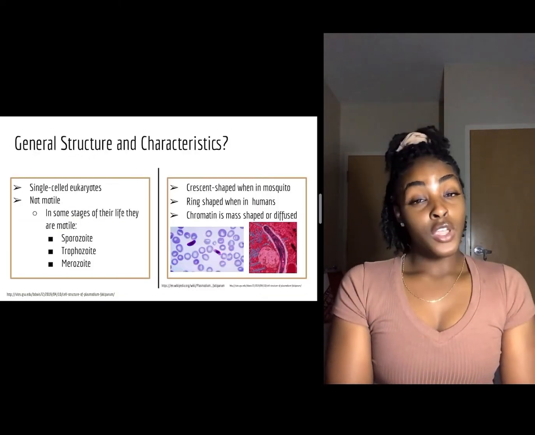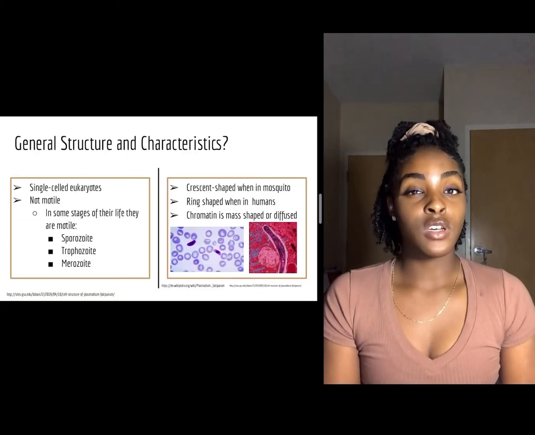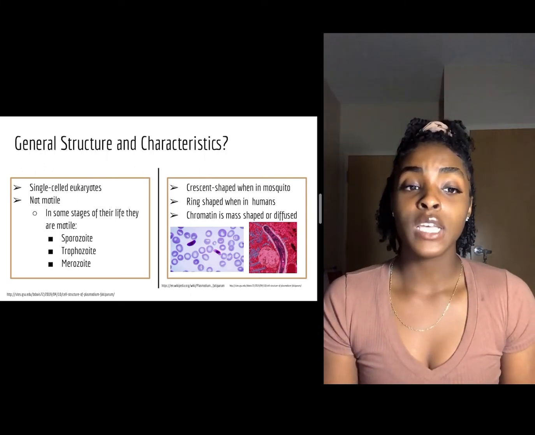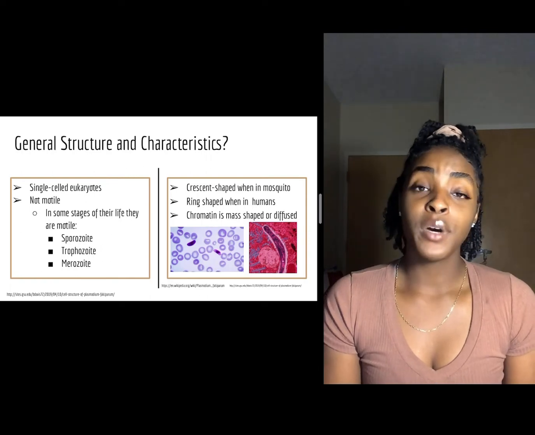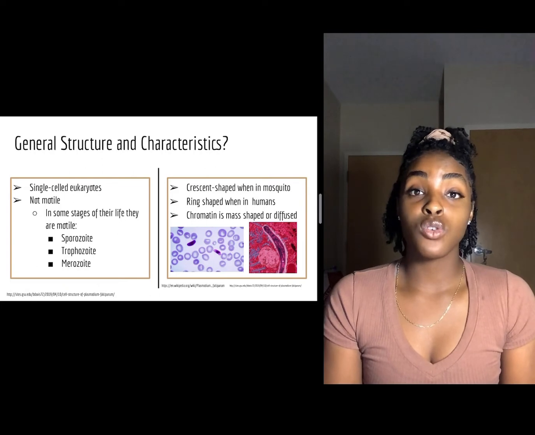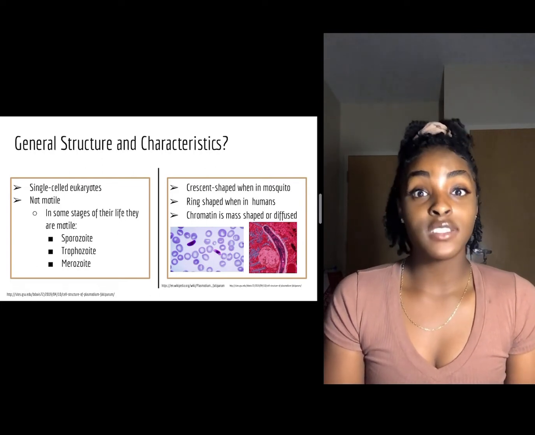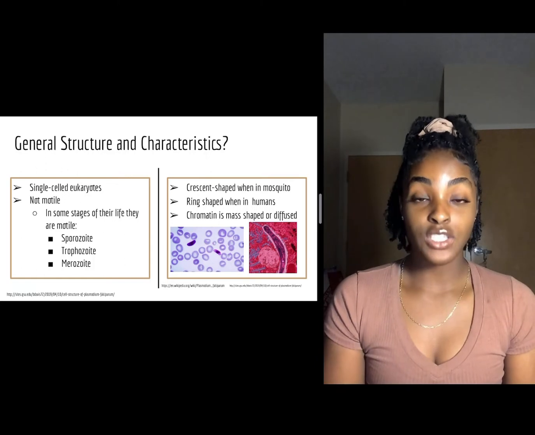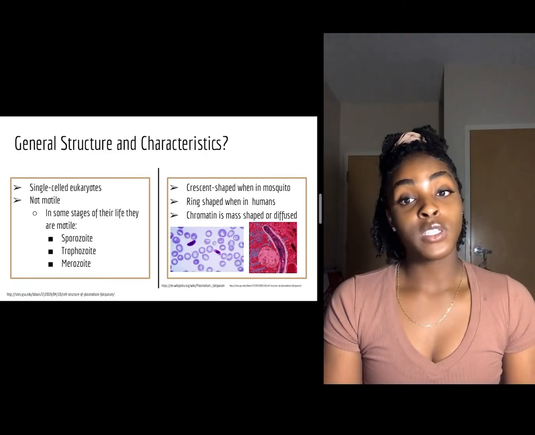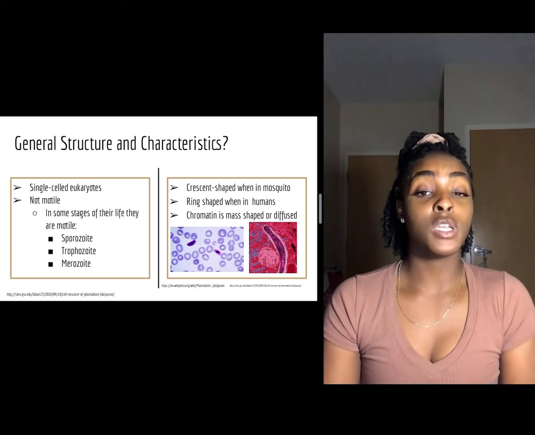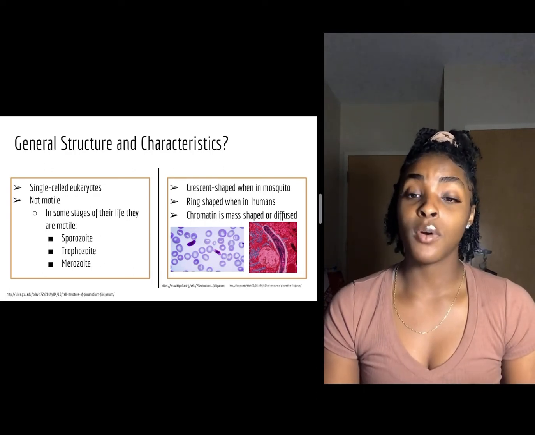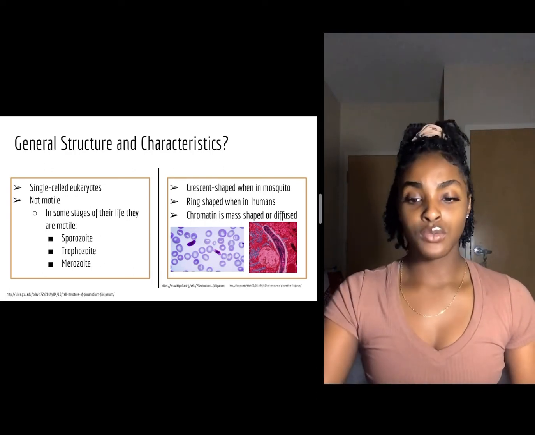Now, for the characteristics and general structure of Plasmodium falciparum, they're single-cell eukaryotes, and they're non-motile, but they do have stages in their life where they are motile. And these stages are the sporozoite stage, the trophozoite stage, and the merozoite stage. Now, they are crescent-shaped when they're in the mosquito, but once they mature inside of the human liver cells, they do become more ring-shaped. And the chromatin inside of Plasmodium falciparum is mass-shaped or diffused.